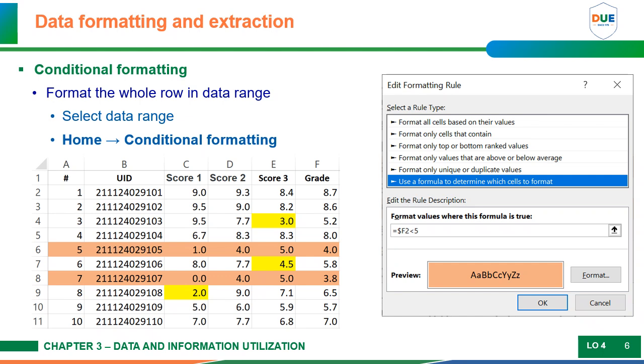Select the data range. Go to Home, right pointing arrow, Conditional Formatting and choose New Rule. Select Use a formula to determine which cells to format. Enter the formula G2 less than 5. Note: fix the column G, do not fix the row 2. Click Format and set the desired formatting, e.g. yellow fill. Click OK.